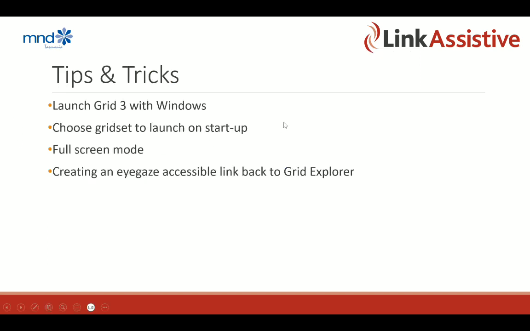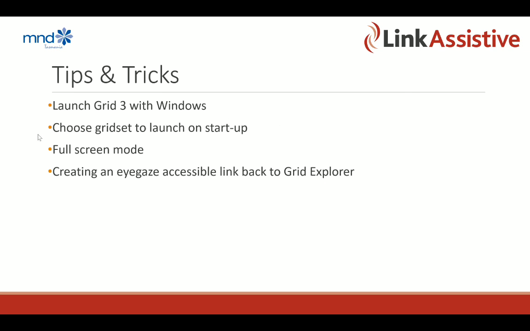Now let's take a look at some quick tips and tricks, some things that can really help you when you're using Grid 3 with someone. You can chat about whether someone wants these, but one of the great options is to launch Grid 3 when you start up the device with Windows. So it saves support workers or carers or other people having to launch the device, then find the Grid 3 icon and double click on it to launch it.